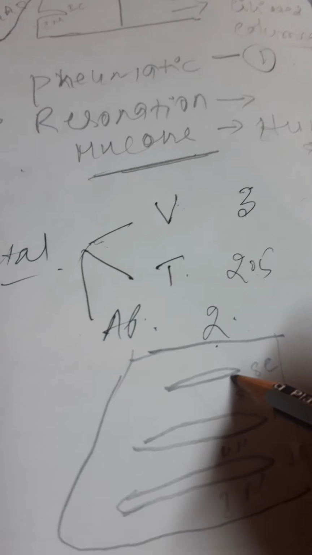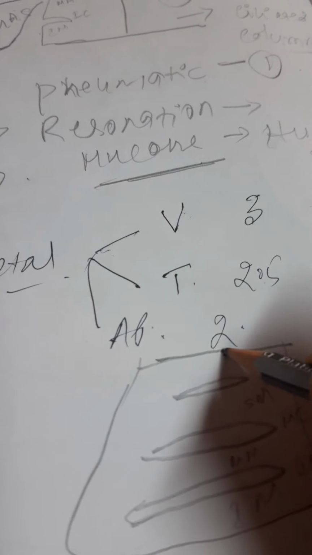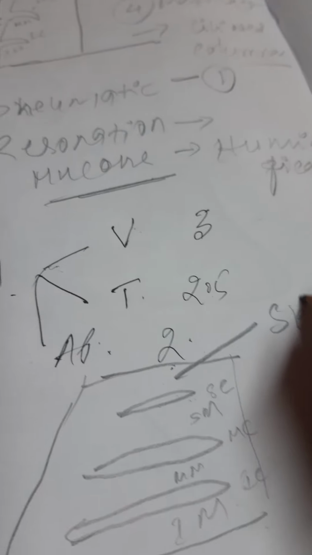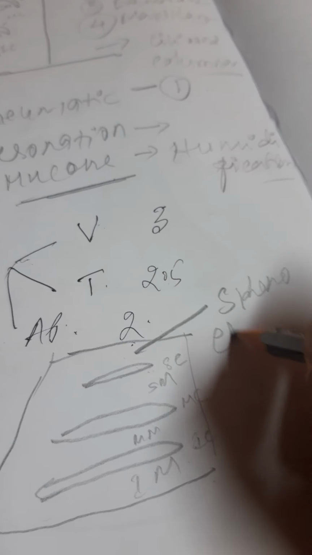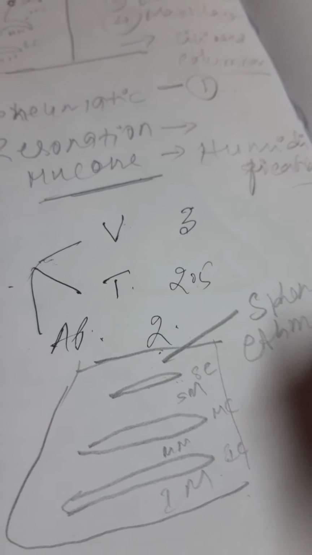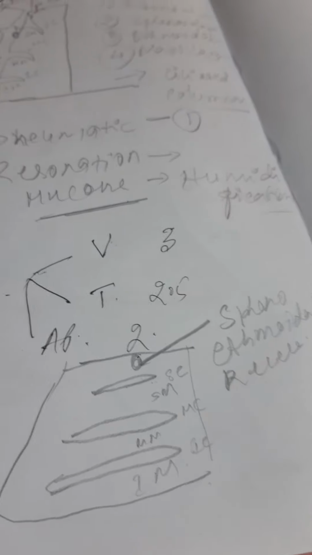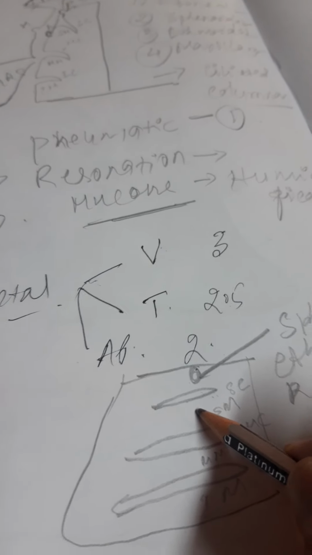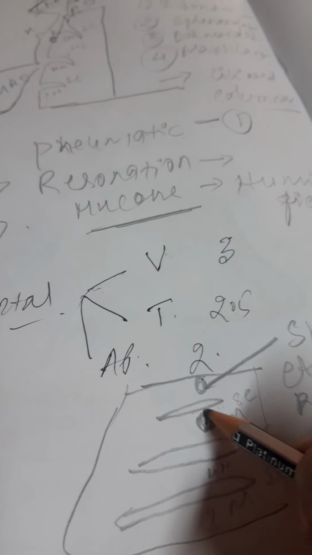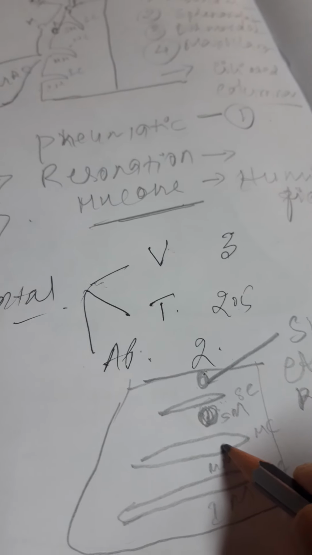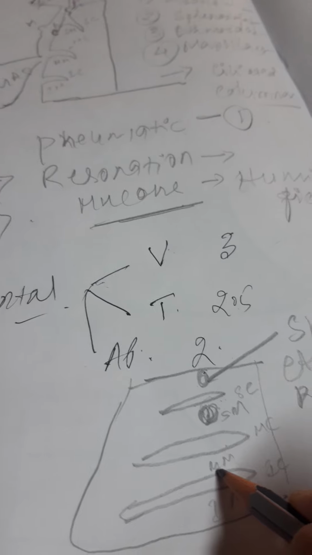Now between the base of the skull and the superior concha, this space will be called the sphenoethmoidal recess, and this gets the opening of the sphenoidal air sinus. Now this is the superior meatus, so this will be getting the opening of the posterior ethmoidal sinus. Then this is the middle concha, below that there will be the middle meatus.